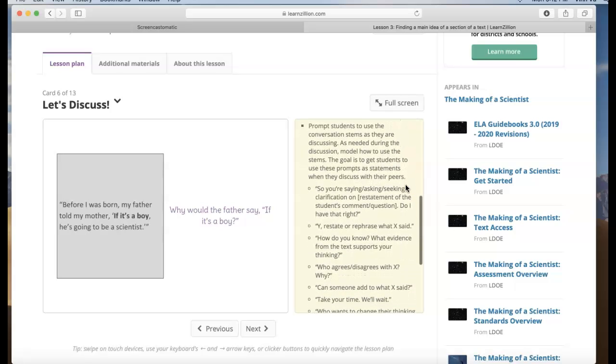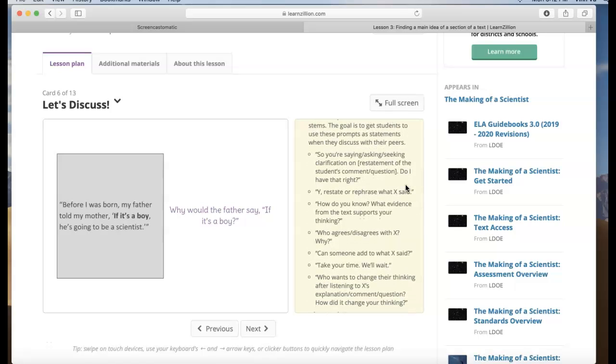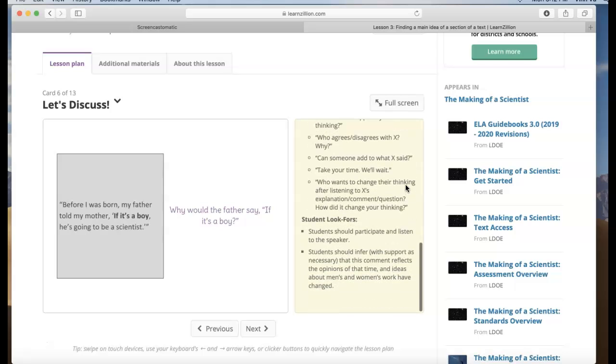So make sure you're going to think, pair, and then share with your partner. Make sure you're saying these words. So you're saying, just to clarify, use your conversation stems.